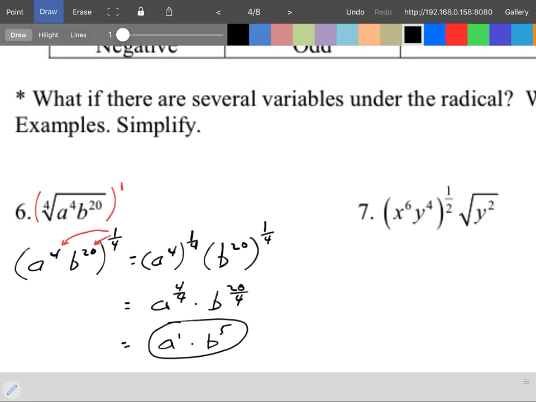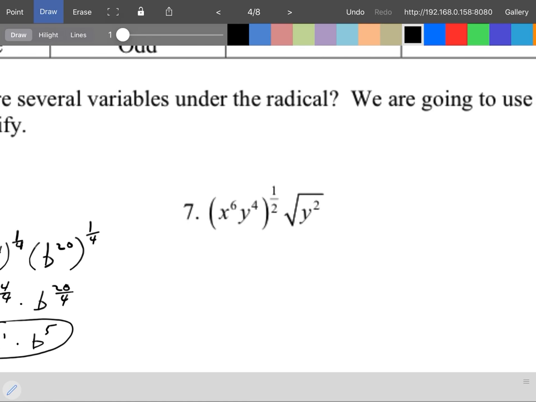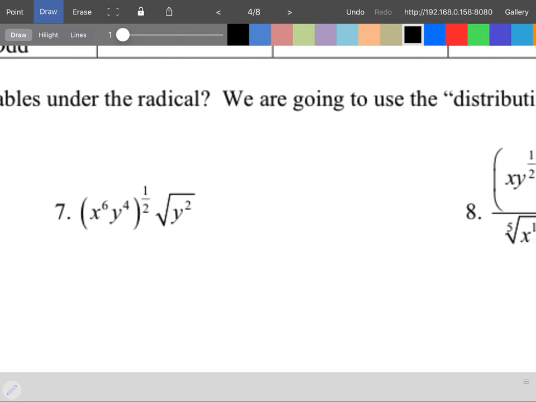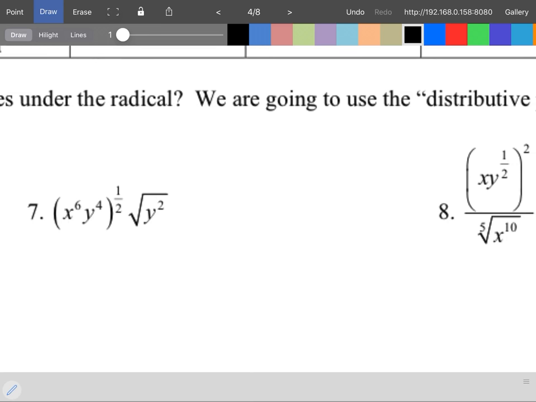So that's number 6. Let's take a look at number 7. So number 7, I'm going to take this 1/2 power, and I am going to apply that to both the x to the 6th power and the y to the 4th power.